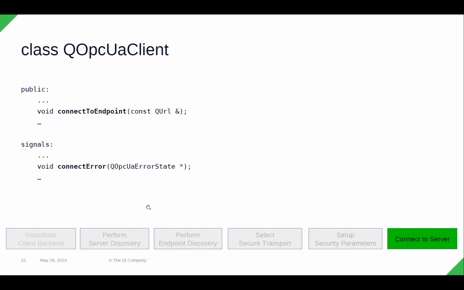So the next step, now we have all connection specific things set up, and we can then connect to the endpoint. And in case of connection errors, the signal here will be raised with some kind of error state. And I actually noticed that here's an error. This is not a URL, it's an endpoint description. It's wrong in this slide.